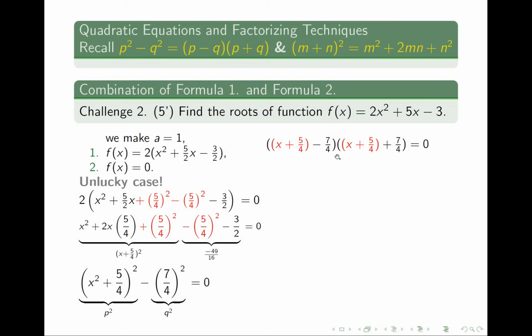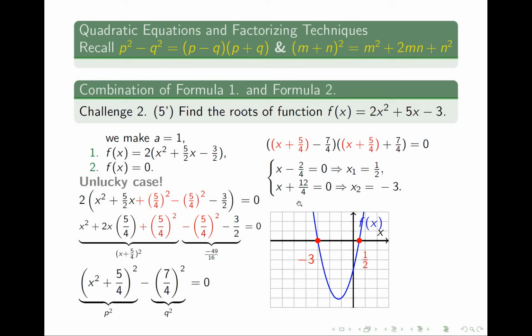Then again, either this expression should be equal to 0 or this expression should be equal to 0. So we will write them here. 5 divided by 4 minus 7 divided by 4 is minus 2 divided by 4, so x equals 1/2, and then we have plus signs here, so 5 plus 7 is 12, and 12 divided by 4 is 3, then the second root of this expression is minus 3.